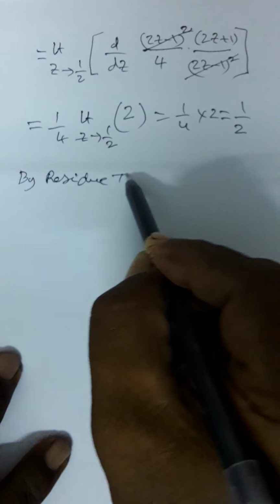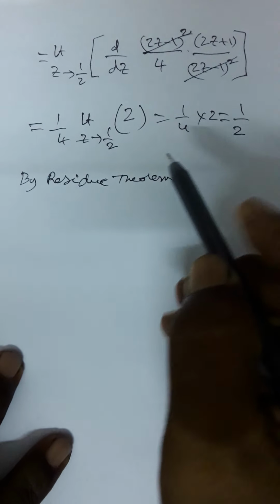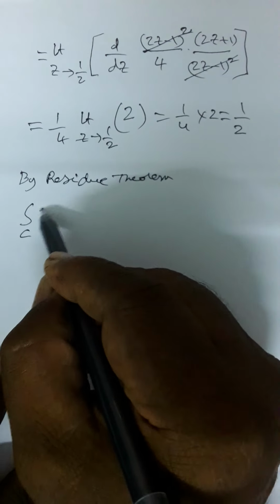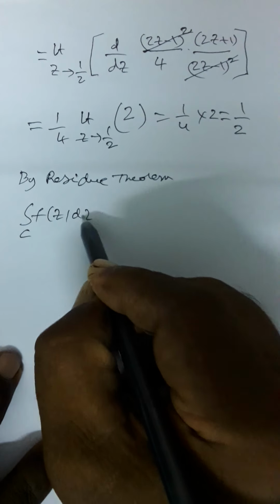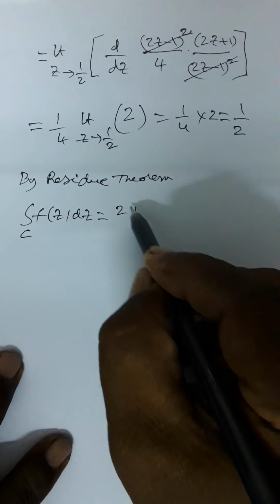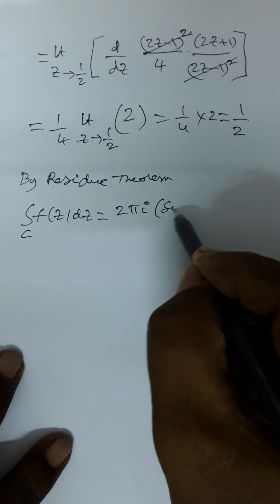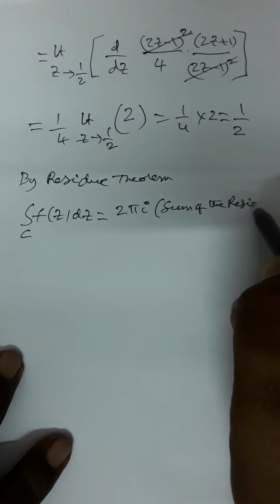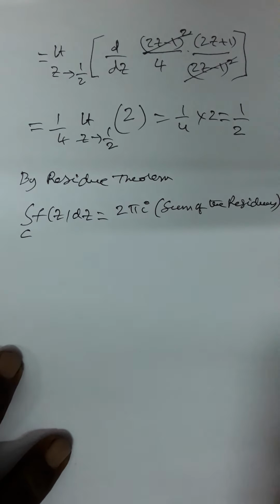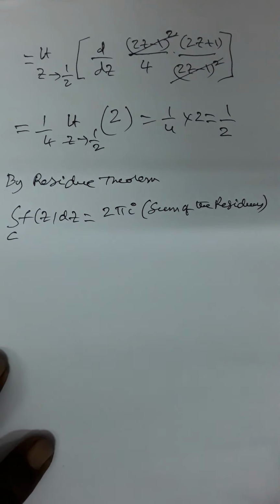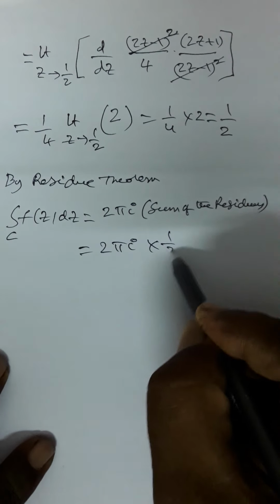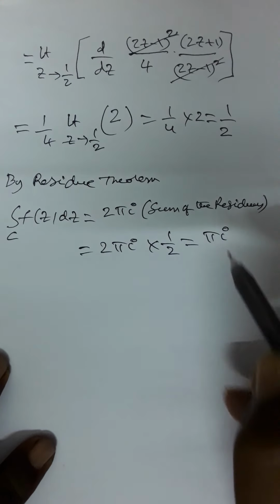By the residue theorem, the integral over C of f(z) dz is equal to 2 pi into the sum of the residues, 2 pi into 1/2, which is nothing but pi i.